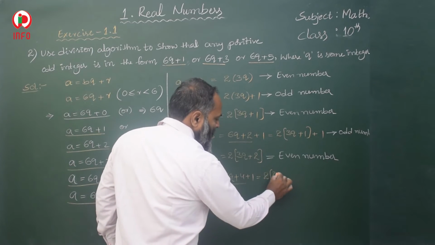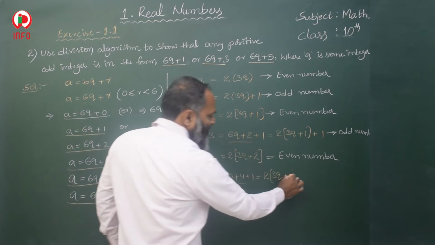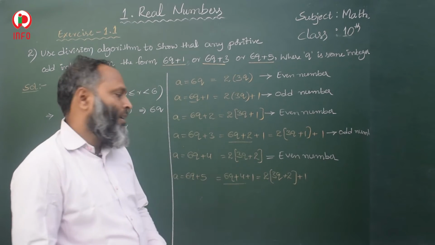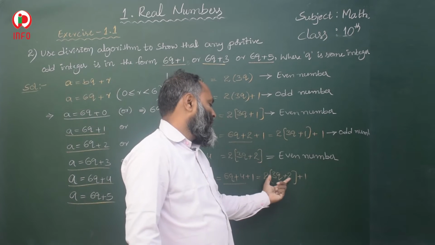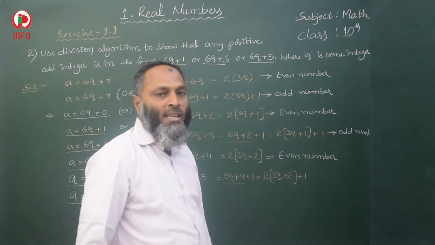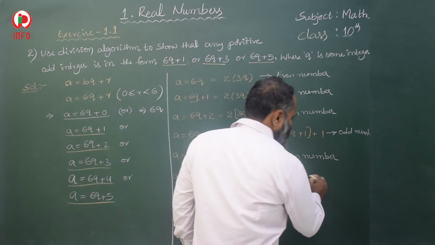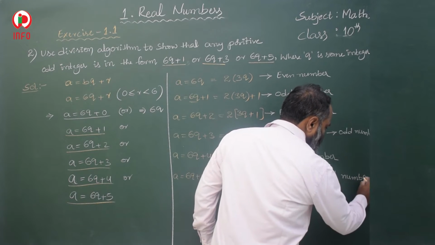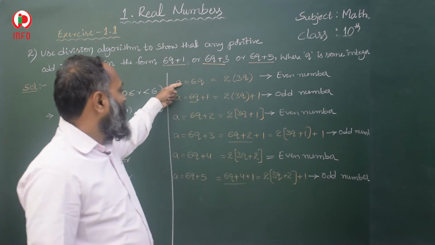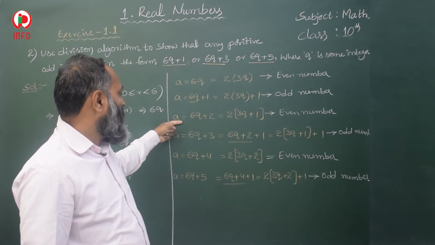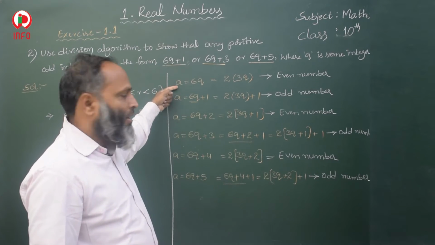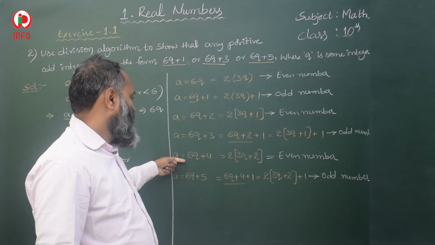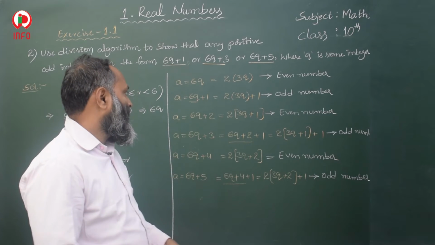2 3s are 6, that is 3q, plus 2 2s are 4. And here plus 1 is left. This is 2 multiple, 2 into this, 2 multiple and plus 1. 1 is a remainder. When 1 is a remainder, this is an odd number. So the first one is an even number, the second one is an odd number, the third one is an even number, the fourth one is an odd number, the fifth one is an even number, and the sixth one is an odd number.